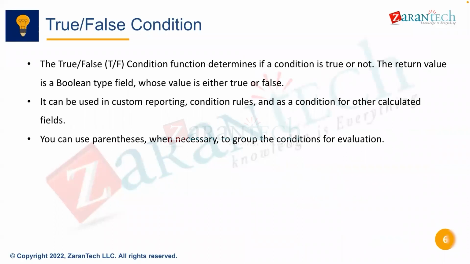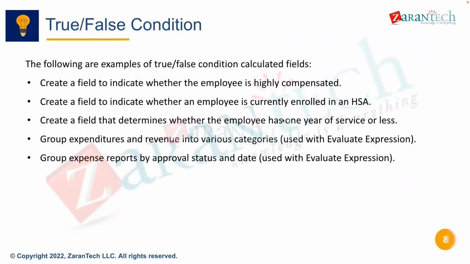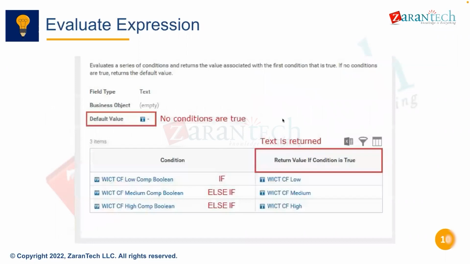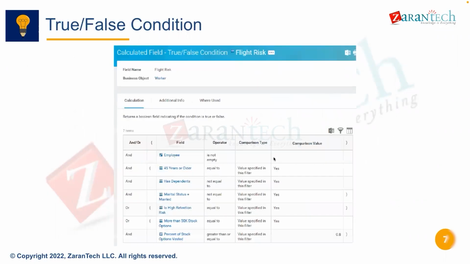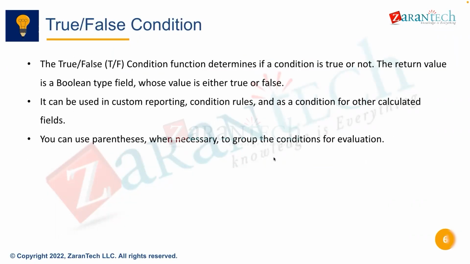Okay, I'll basically come to the true and false conditions. We'll see this in action for sure when we move to the evaluated expression. Here is the evaluated expression. But just to give you a summary, the true and false conditions determine whether whatever condition we are putting in is true or not. The return type of this value is a Boolean, so it's going to be either true or false. Sometimes it says yes and no.